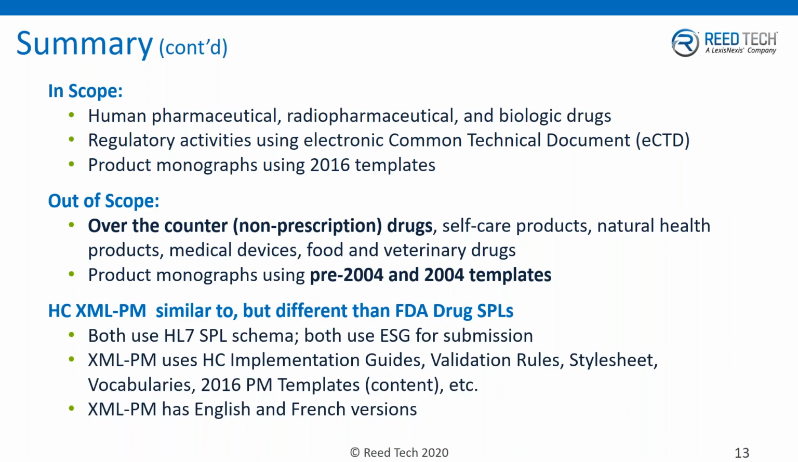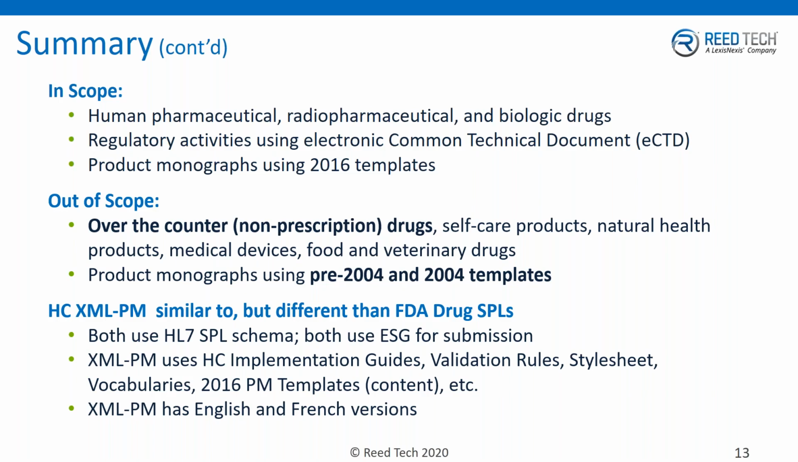There are some similarities between the Health Canada activity and what FDA has done since 2005 with their drug SPLs. We already talked about both use the same SPL schema. Coincidentally, both use the very same electronic submission gateway. So when you're submitting to Health Canada, you put HC in there as the target recipient rather than one of the FDA targets. What is unique, though, is that XML product monograph uses Health Canada authored implementation guides.